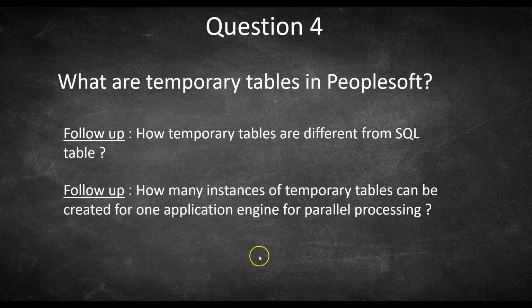Another follow-up question is how many instances of temporary tables can be created for one application engine in parallel processing. So the PeopleSoft system allows us to create up to 99 instances of a temporary table for parallel processing.